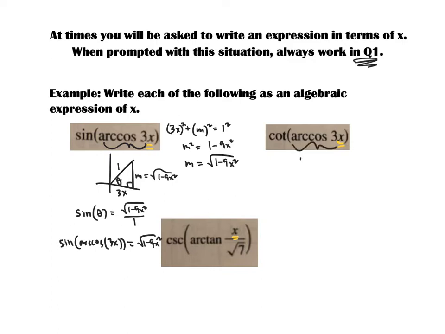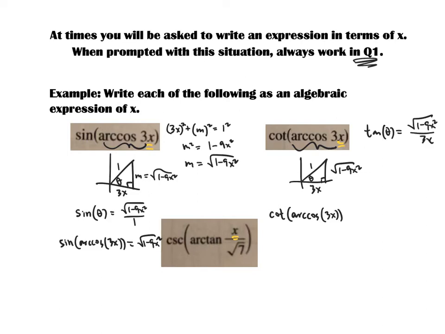Okay, let's try the second one. The cotangent of the arc cosine of 3x. Well, it looks like we're dealing with the exact same triangle, so I'm not going to have to do the Pythagorean theorem again. However, now I'm looking for the cotangent of theta. The cotangent of theta is equal to 1 over the tangent of theta. The tangent of theta would be equal to opposite over adjacent, so the cotangent of theta would be equal to the reciprocal of that. Okay, there you have it.